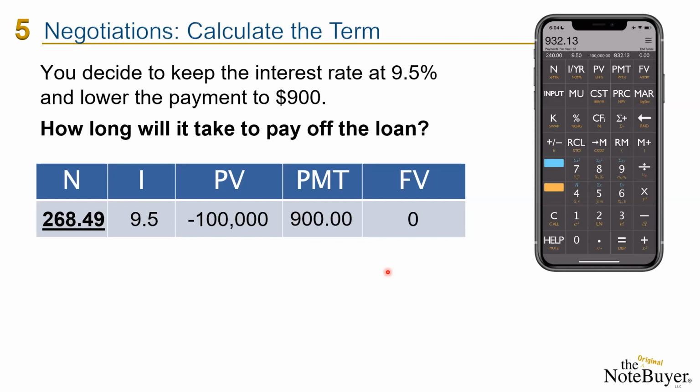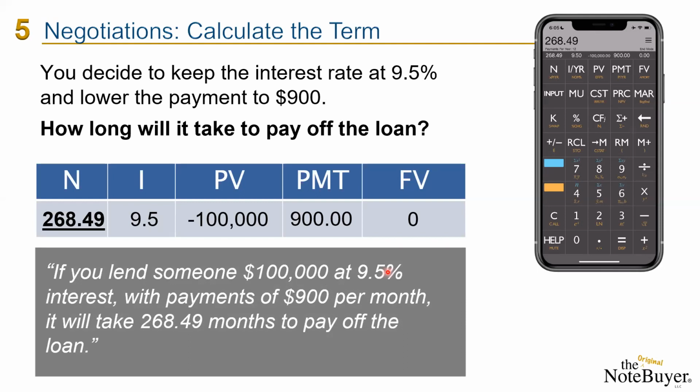So it's going to take a little bit longer to pay this off. So let's put these numbers in. We have our 9.5 already. We need to just change that payment to 900. So we put that into payment. And all we have to do is press N. And you see that it goes up to the 268.49 payments. Okay. So if I look at this, I say, if you lend someone $100,000 at 9.5% interest with payments of $900 a month, it is going to take 268.49 months to pay off the loan.